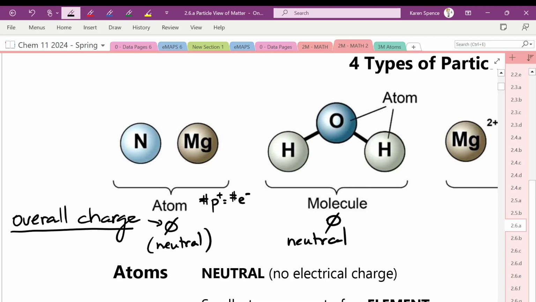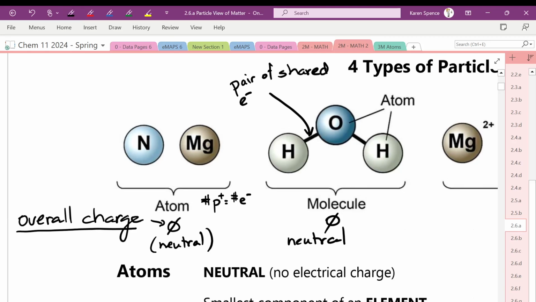And that's because in a molecule, does anyone give electrons away? No. Does anyone take electrons? No. So all the atoms still have the same number of electrons that they originally did. What do they do with their electrons? They don't give electrons and take electrons. What do these guys do? They share electrons. That is a pair of shared electrons. And what do we call a pair of shared electrons?